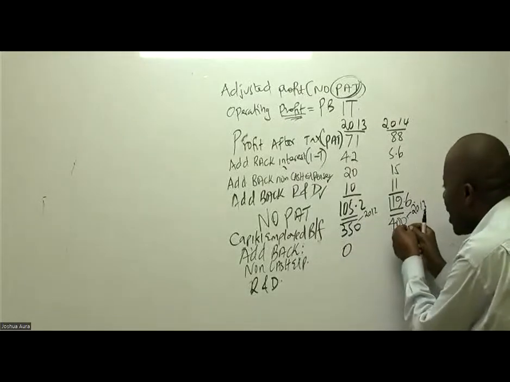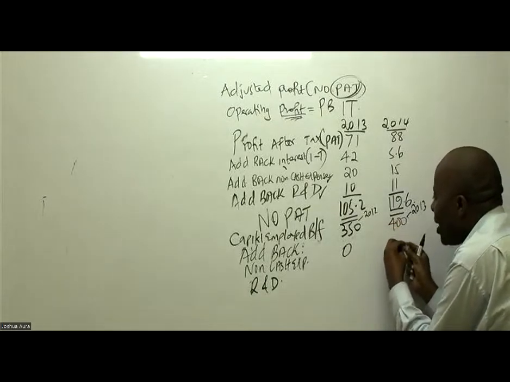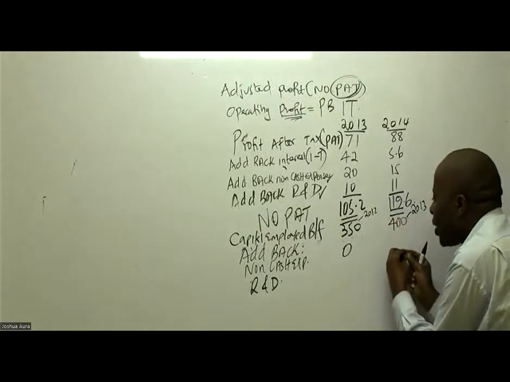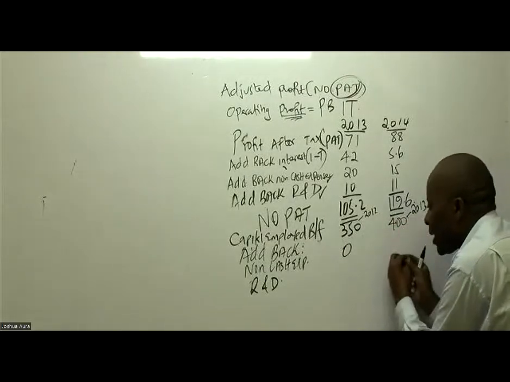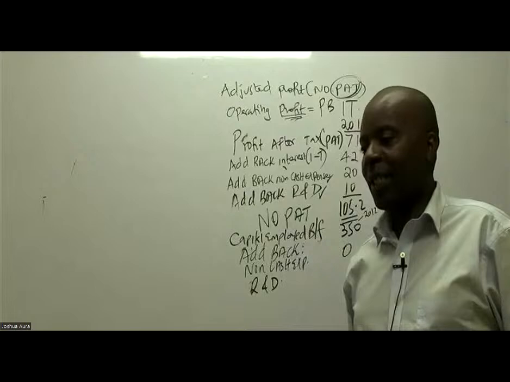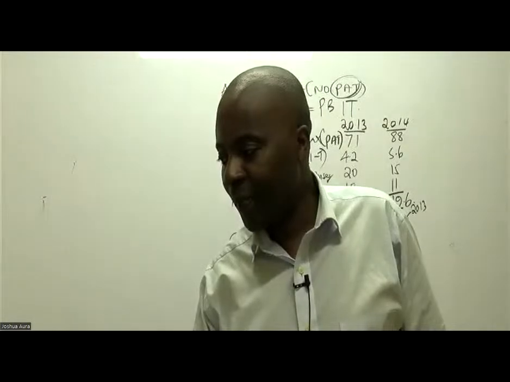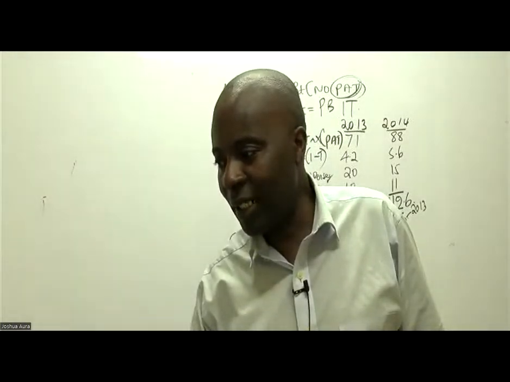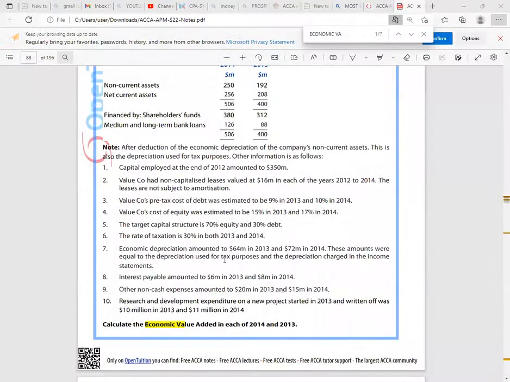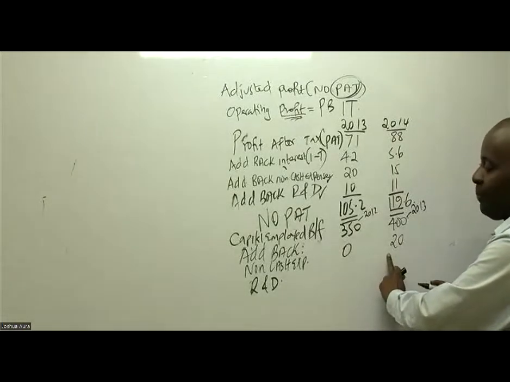But when I come here, this figure that I've arrived at, which was computed in 2013, I happen to have the non-cash expenditure of 2013. Is there anybody who can see the non-cash expenditure of 2013? It is 20. This is what was deducted when this 400 figure was being arrived at. So here I should come and add 20.